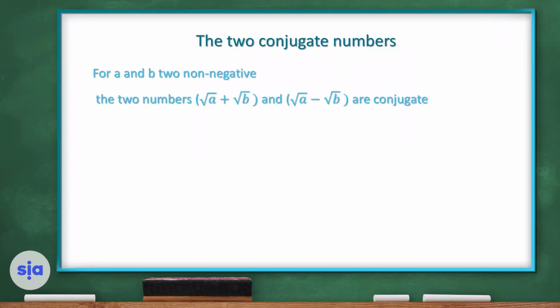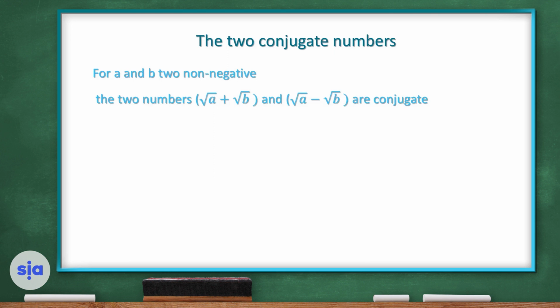Today we'll be talking about the two conjugate numbers. For a and b two non-negative, the two numbers square root of a plus square root of b and square root of a minus root b are conjugate. So what are the two conjugate numbers? They are the two same expressions except for the middle sign.